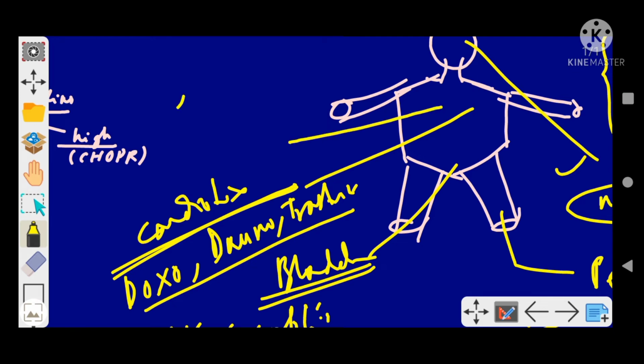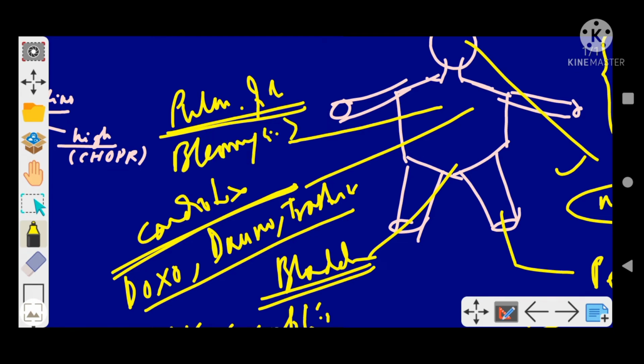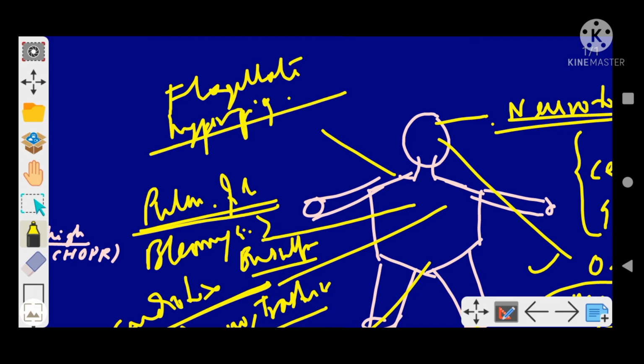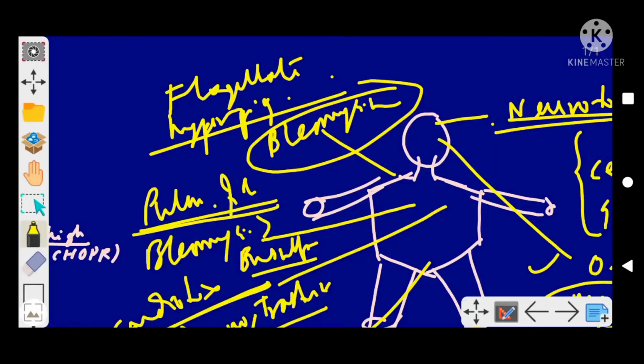And now I will discuss the important one, pulmonary fibrosis. Pulmonary fibrosis is shown by bleomycin more than busulfan. Busulfan also shows pulmonary fibrosis, but bleomycin has maximum association with pulmonary fibrosis. Now there is a derma condition, like flagellate hyperpigmentation, usually at the back, shown by bleomycin. So bleomycin has two effects, and this is important: one is flagellate hyperpigmentation, and another is pulmonary fibrosis, right?